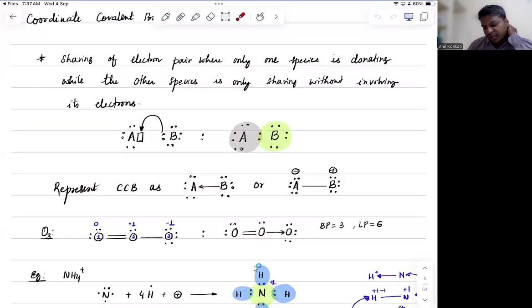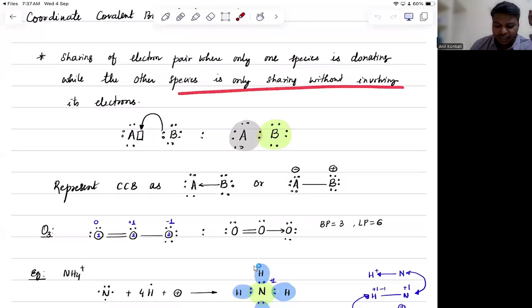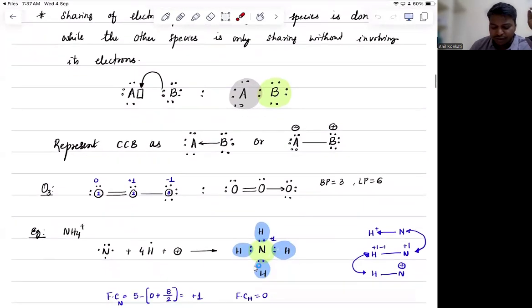A coordinate covalent bond is sharing of electrons by only one species, while the other species is not sharing but is involved in using those electrons. For example, between A and B, B is sharing the electrons with A. A is not sharing a single electron. So both these electrons as a pair came from B only. Such cases are called coordinate covalent bonds.